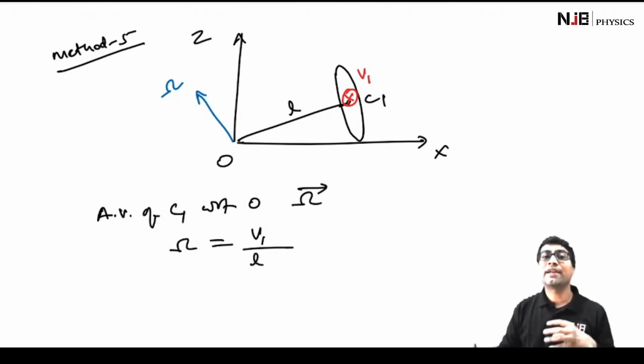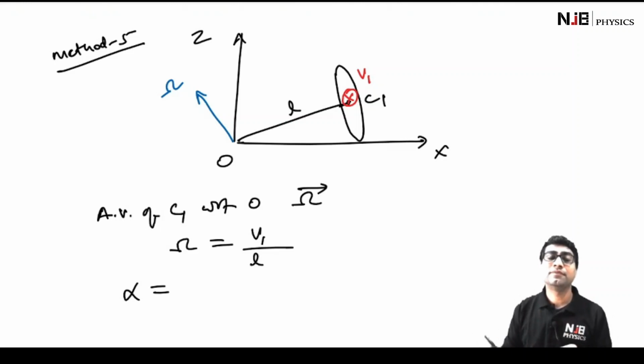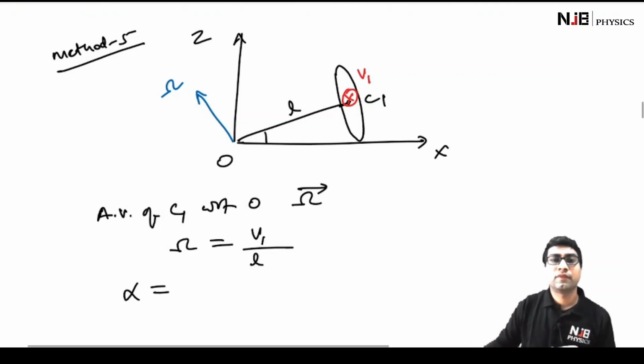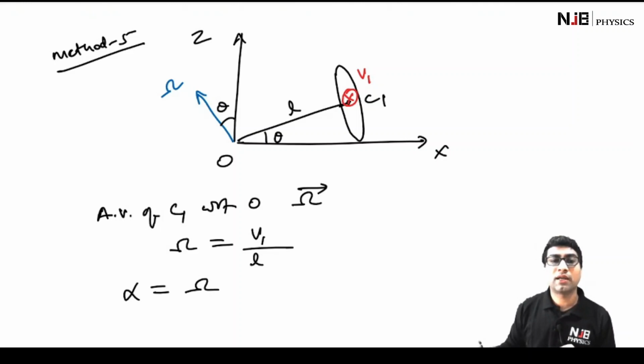Now, according to that approach, alpha will be equal to the component of this capital omega towards the z-axis. If this angle is theta, then this angle is also going to be theta. So alpha, which is the angular velocity of C1 about the z-axis, we are just taking the component of this capital omega. So alpha will become capital omega times cos theta.